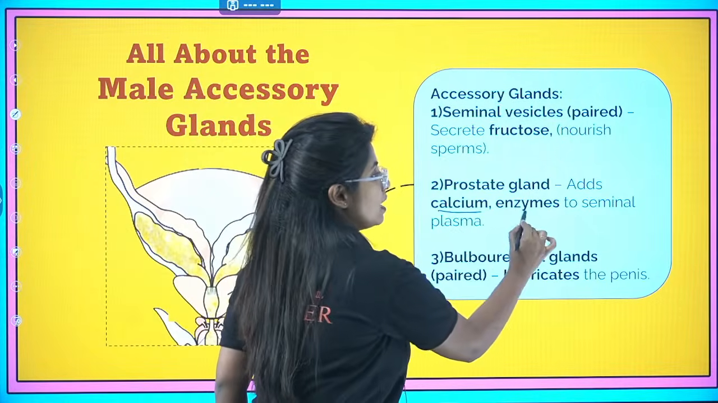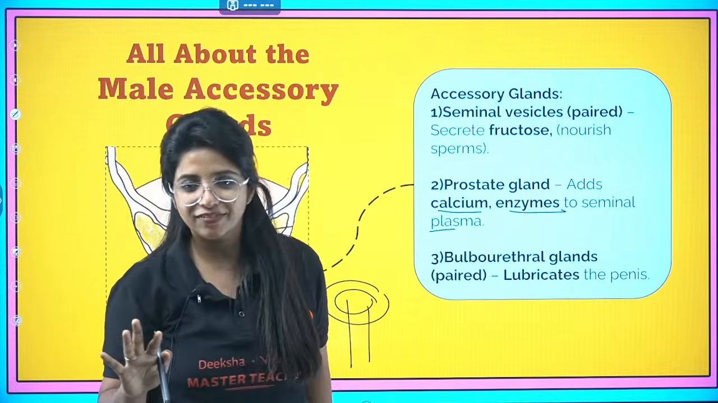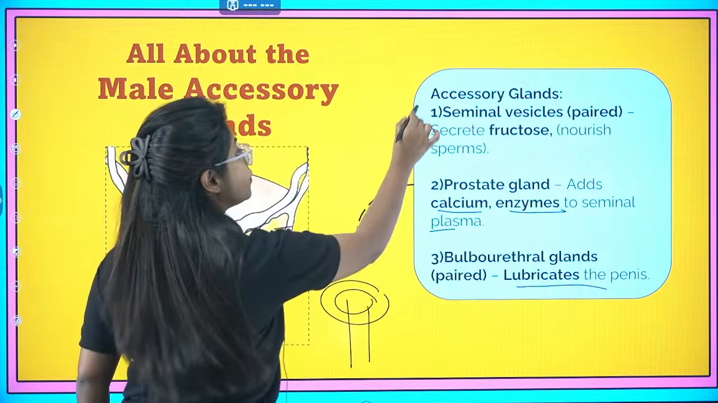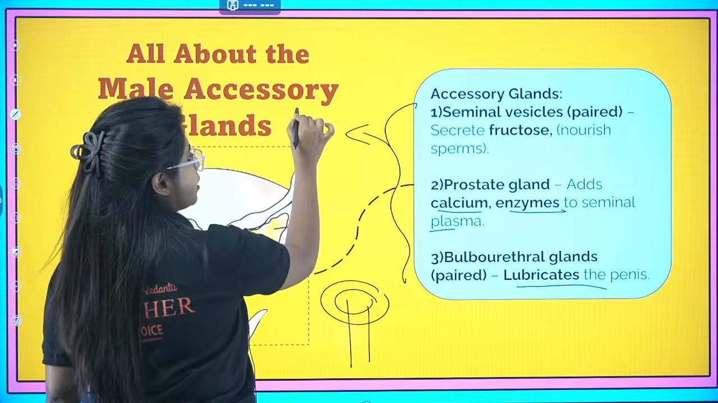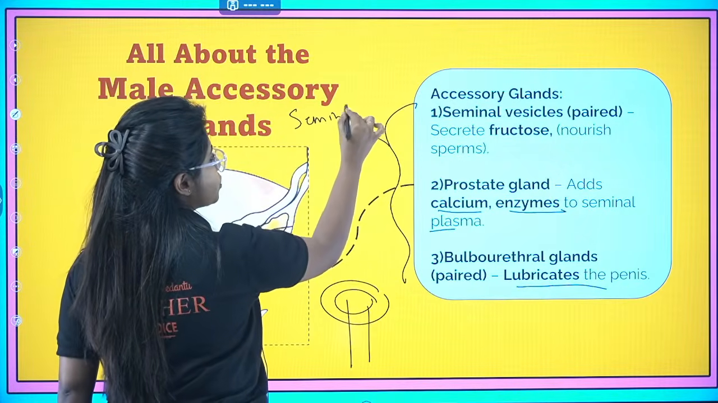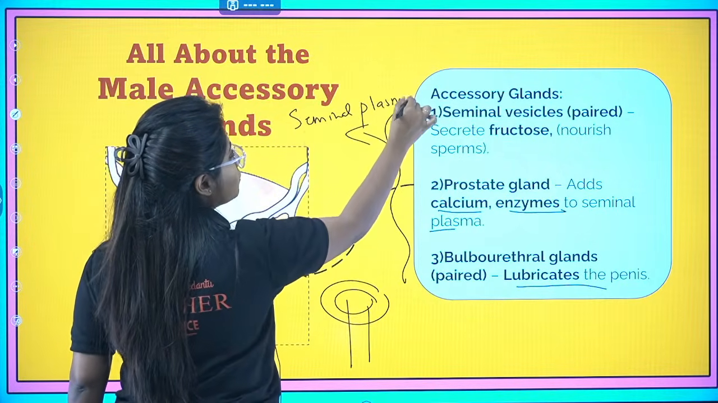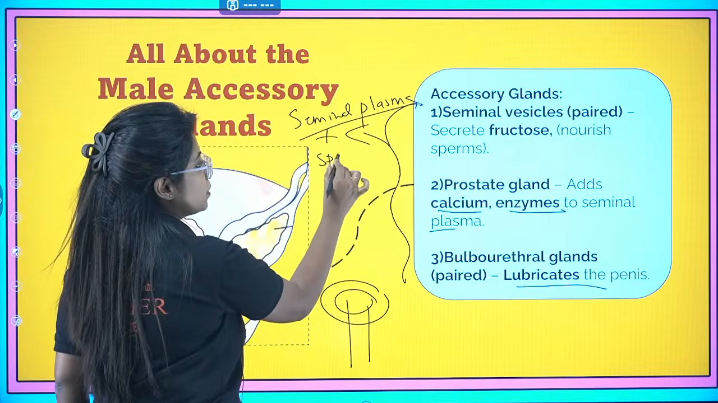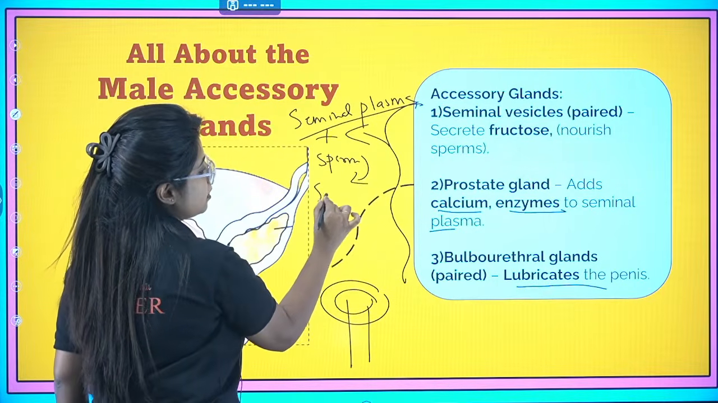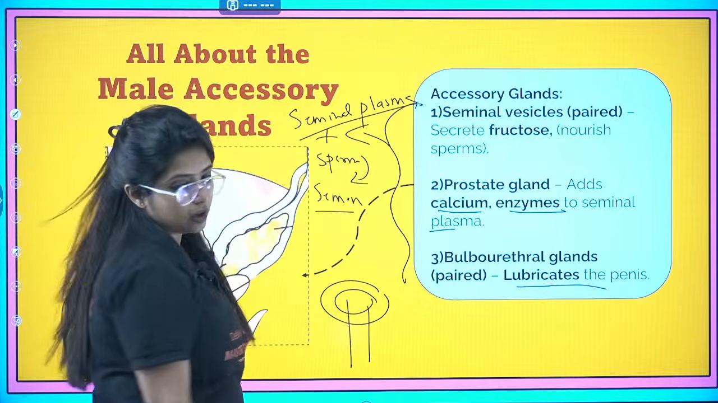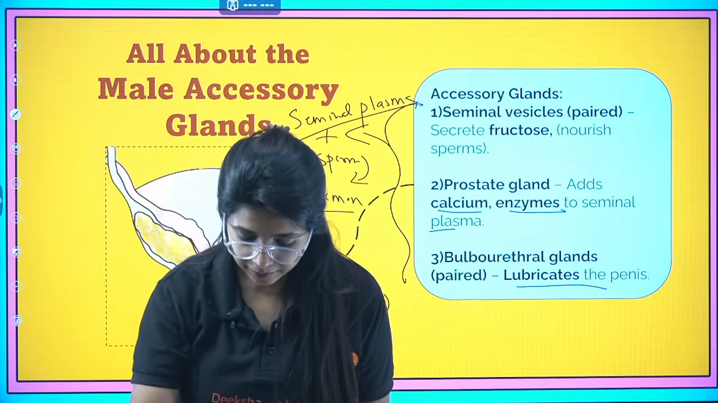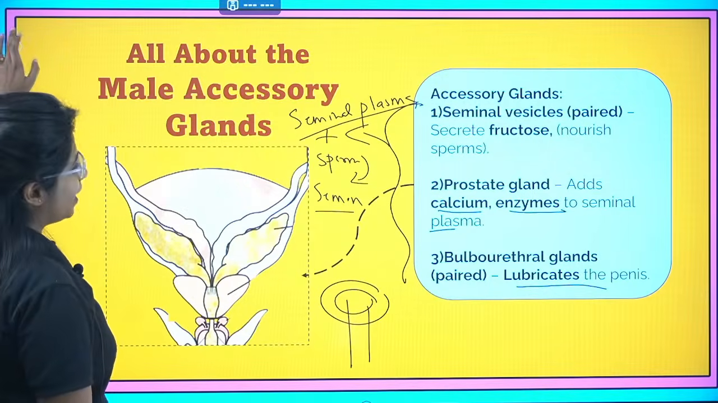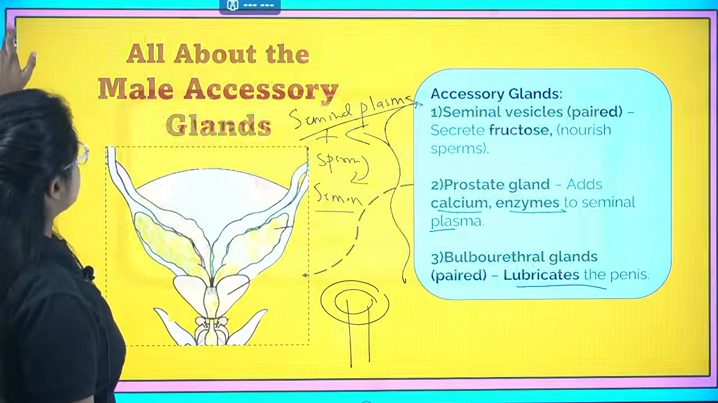It releases calcium and the enzymes. That's all. Fine. Now you have the bulbourethral glands. They help in lubrication of the penis. All of them together are going to form what? The seminal plasma. The secretions of all of them together are known as seminal plasma. The seminal plasma plus the sperm is known as what? The semen. That's all. Cool? Now, unpaired. Yes, unpaired.